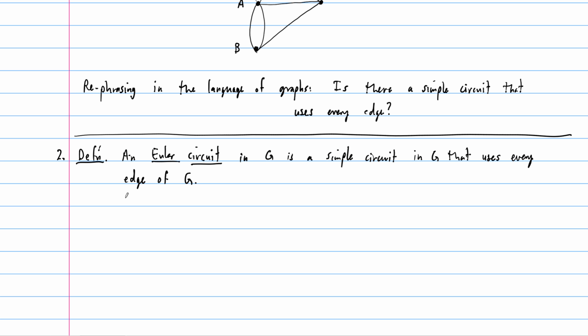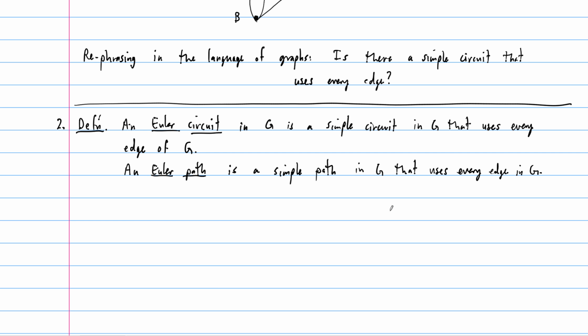And you can also define an Euler path. An Euler path is just a path that isn't a circuit, but does use every edge. It's a simple path, again, simple meaning an edge is used at most once. So a simple path in G that uses every edge in G. So the difference is that an Euler path does not have to be a circuit. It does not have to start and end at the same vertex.